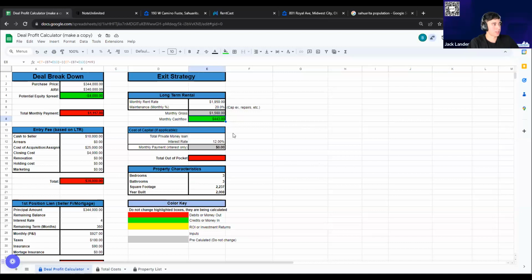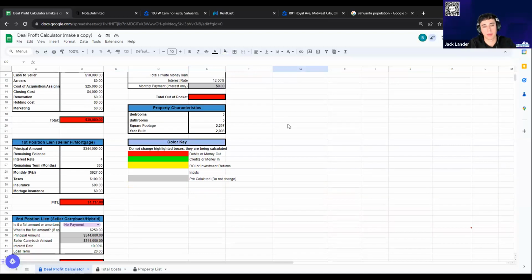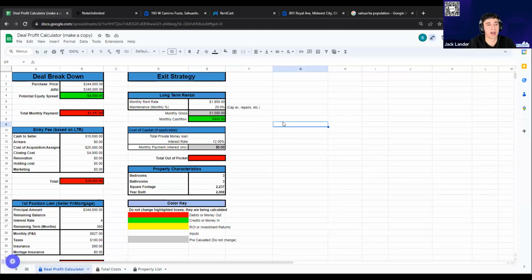Yeah, total cash to close. So entry fee, I guess you could factor in your holding costs, any repairs, things like that. So your total cash invested in the deal. It'd be your total income from that property in a year divided by the total entry. Entry meaning not just my cash to wholesaler, my down payment, but your holding costs, the total cash you had to spend until that property was starting to pay you money.